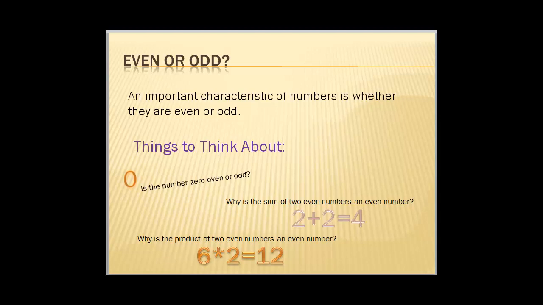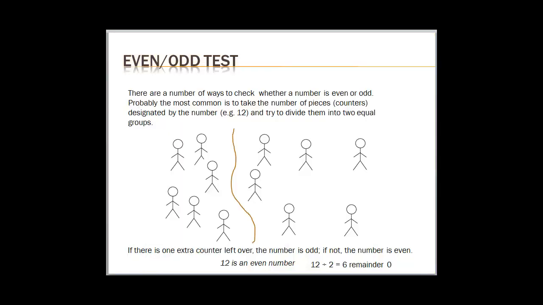So for example, the last digit in an odd number is either 1, 3, 5, 7, or 9, and it leads to generalizations about numbers. The more that you know about a set of numbers, the more powerful they are in making sense of numerical situations. Well, there are a number of ways to check whether a number is even or odd, but probably the most common is to basically just take a number of pieces designated by that number. So let's use 12, and then just try and divide them into two equal groups.